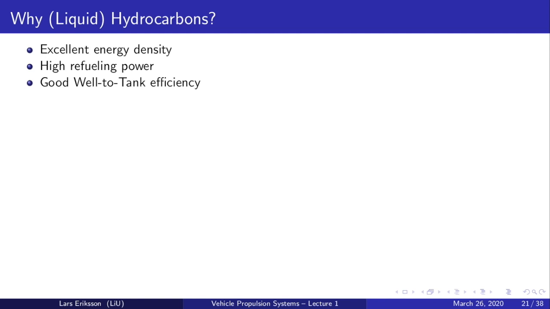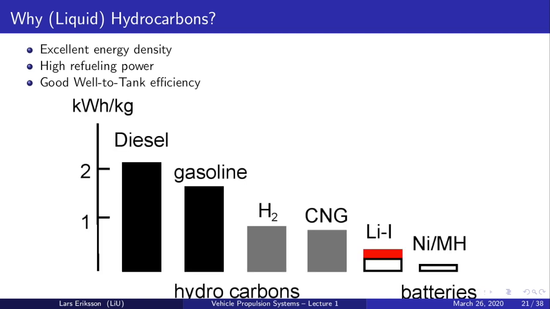So coming to the question of why we ended up with liquid hydrocarbons, they have excellent energy density, they have high refueling power, and good well-to-tank efficiency. When we look at the different options that are available, we have the diesel fuel and the gasoline fuel, and the diesel fuel has a higher bar than the gasoline and the others. The reason why it's higher here is because the engine that converts the chemical energy to transport energy is more efficient for diesel, so the diesel engine is more efficient than the gasoline engine. That's why we get more energy out.